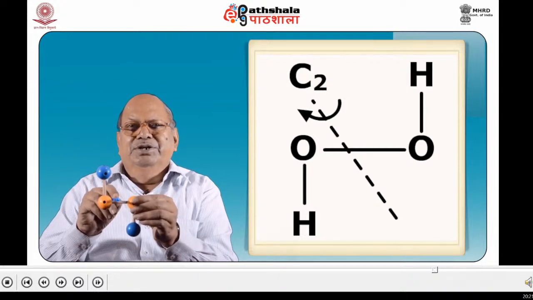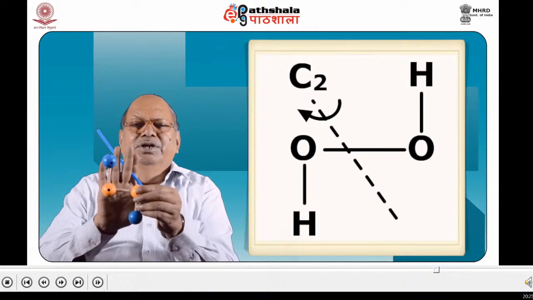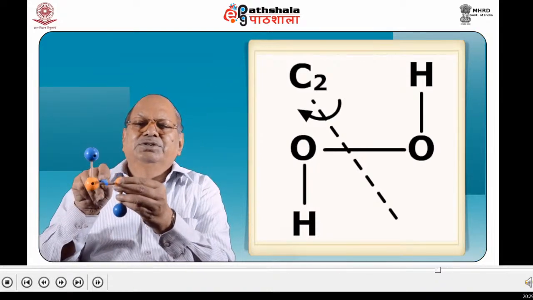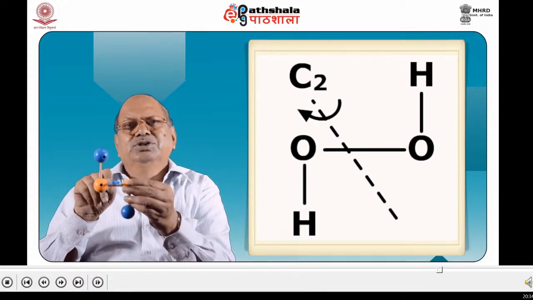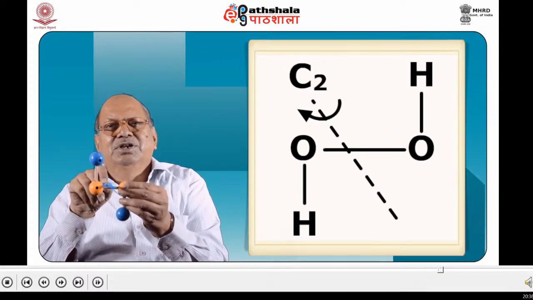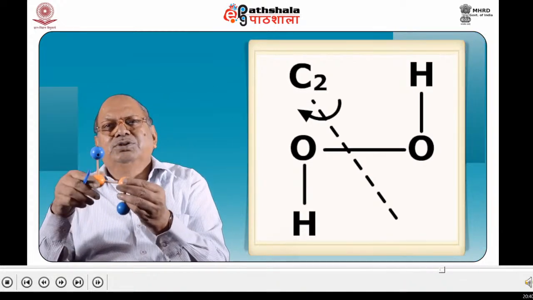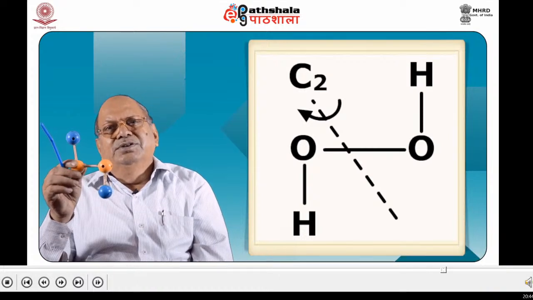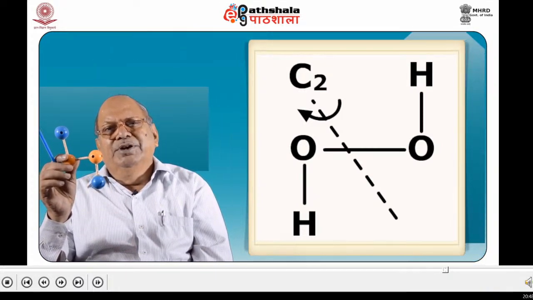This is my C2 axis, and the plane perpendicular to this is this, that is my palm which is there. This is the plane perpendicular to this C2 axis. You can give a rotation like this. So, this molecule has a C2 axis and a sigma H plane. This molecule has no other symmetry elements, only C2 and sigma H. So, this molecule will go to the C2H point group.